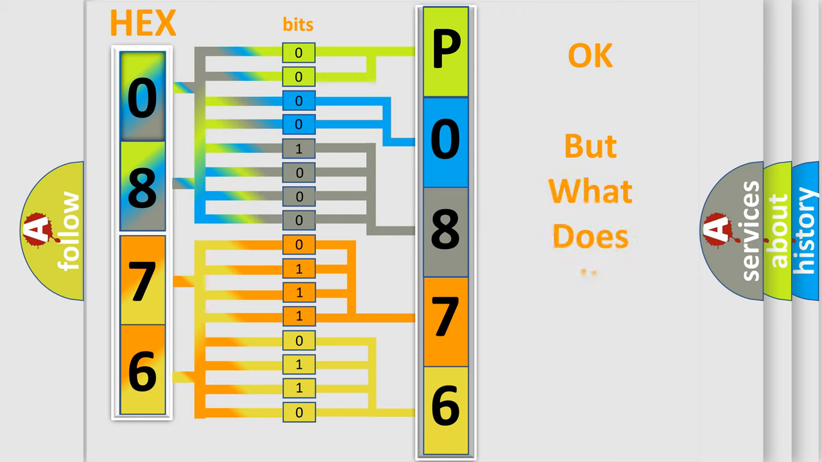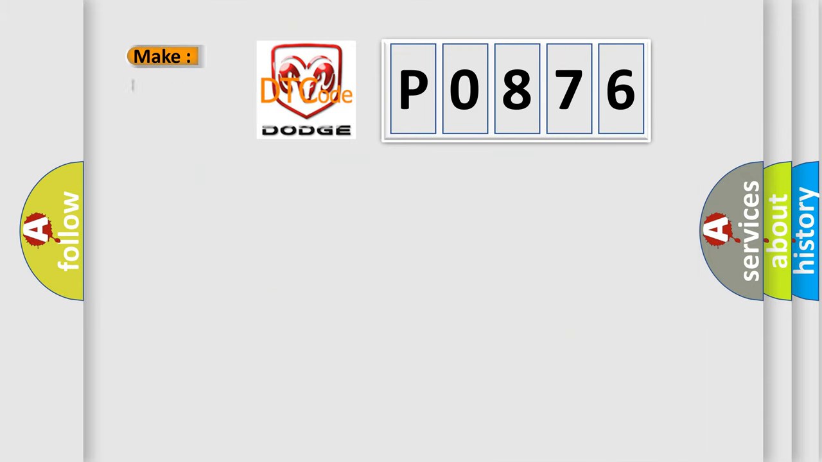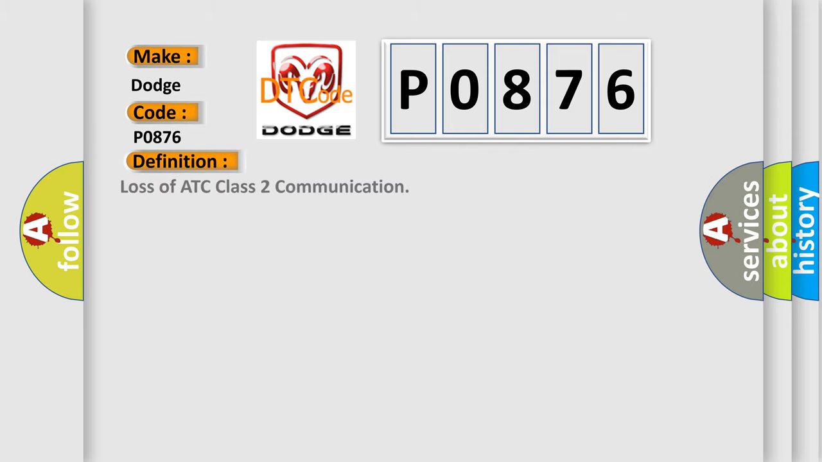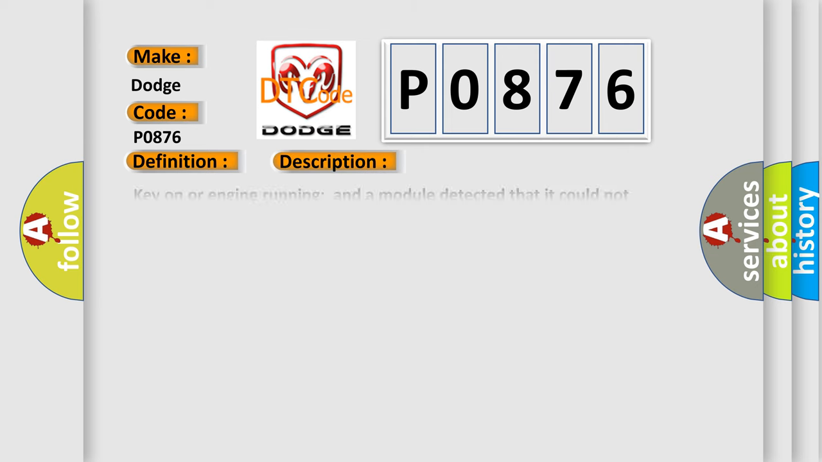The number itself does not make sense to us if we cannot assign information to what it actually expresses. So, what does the diagnostic trouble code P0876 interpret specifically for Dodge car manufacturers? The basic definition is loss of ATC class 2 communication. And now this is a short description of this DTC code.